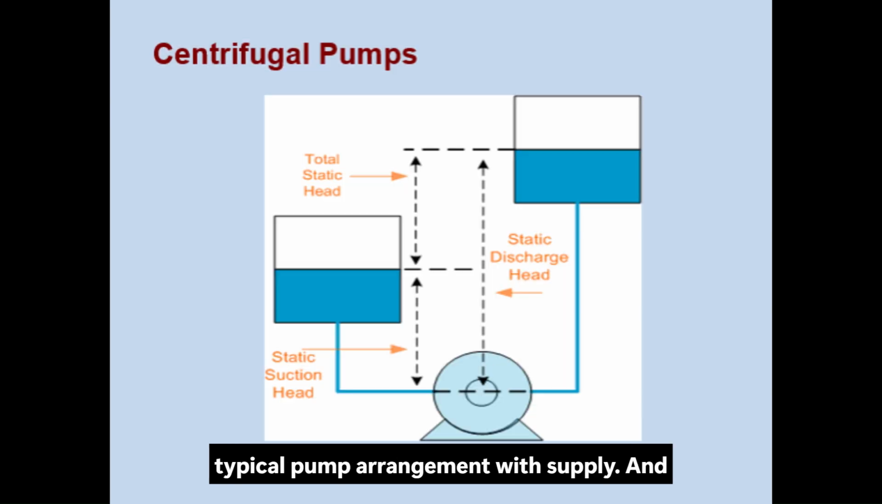Figure 4 shows a typical pump arrangement with supply and destination vessels. The pump draws liquid from the supply vessel on the left and delivers it to the destination vessel on the right. Notice how the liquid levels in both vessels create static head conditions that directly influence pump performance. We will refer to this diagram as we discuss the various head components.